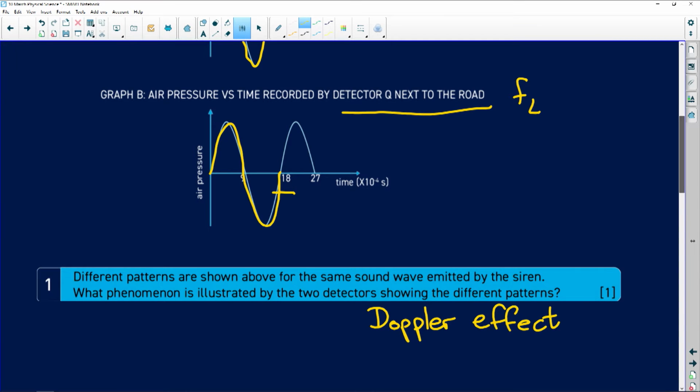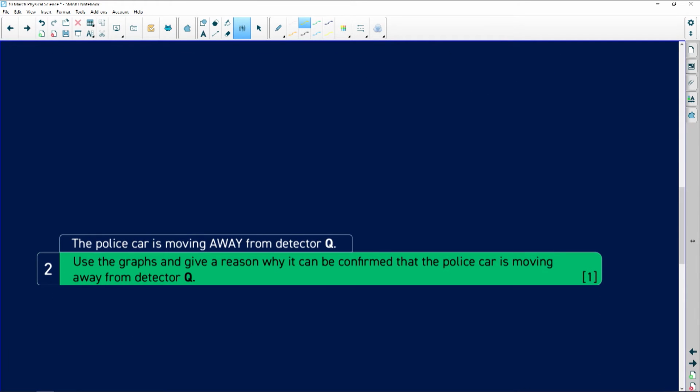Now we go into the next question, and the question says use the graphs and give a reason why it can be confirmed that the police car is moving away from detector Q. Now, looking at the graph, what I would suggest is to actually have a look at those frequencies if you wanted to. So what you'll see is that Q is going to have a lower frequency, and as a result of that, we're going to see that therefore it is going to be moving away. But let us have a look.